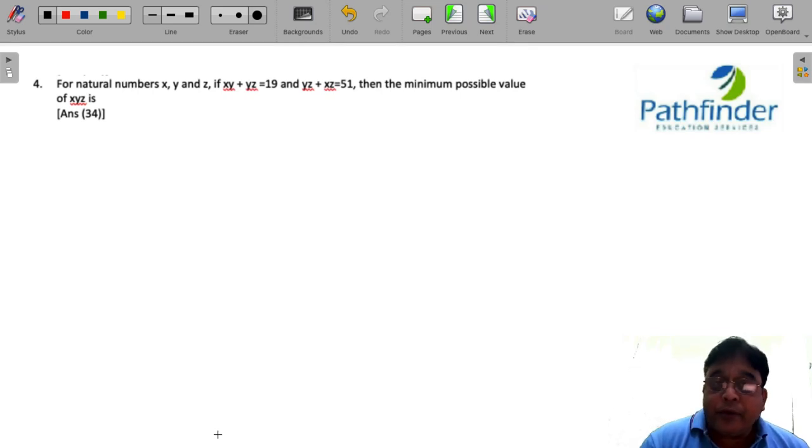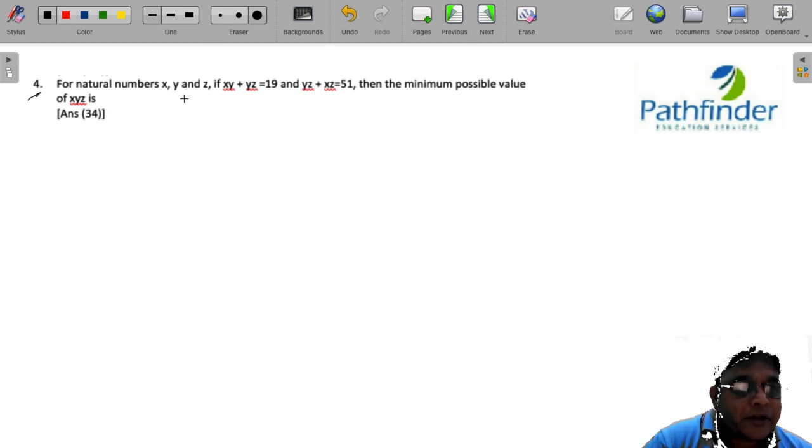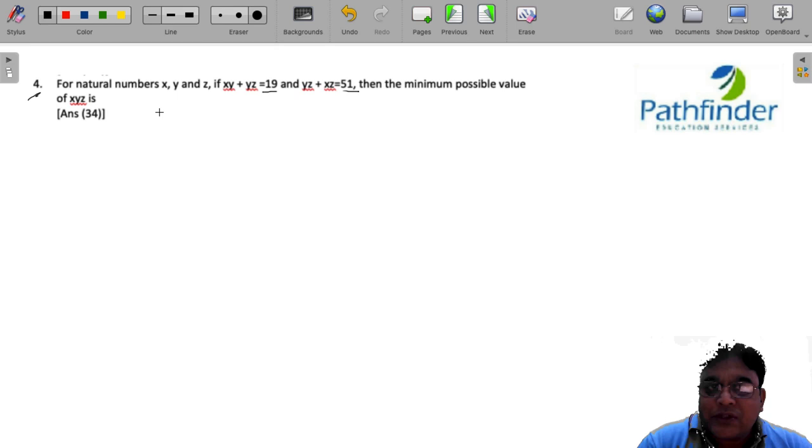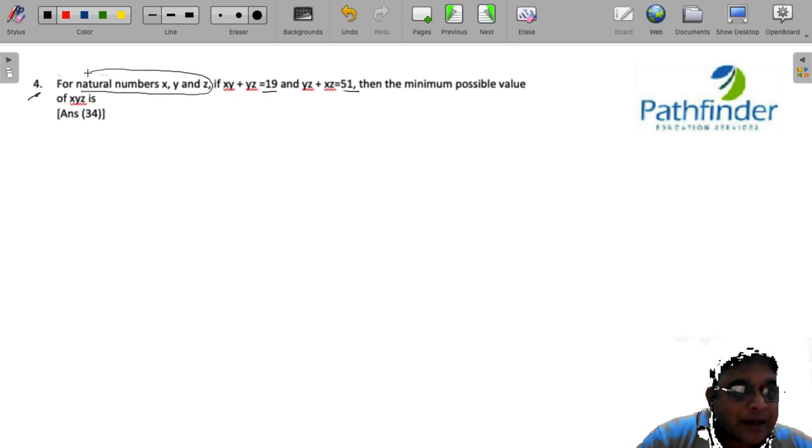CAT 2022 slot 1 quantitative aptitude question number 4. For natural numbers x, y and z, if xy plus yz is equal to 19 and yz plus xz is equal to 51, then the minimum possible value of xyz is? Now this is one skill which is very often tested in CAT, and that is that you should understand that these x, y and z are natural numbers. Then these equations become very easy to solve.